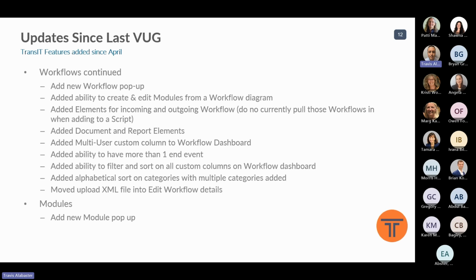Previously you weren't able to sort and filter, but now you can. We also added the alphabetical sort on categories. So when you add multiple categories to your workflow dashboard for a workflow or workflows, your display will be in alphabetical order, instead of just the order that you clicked the categories in.